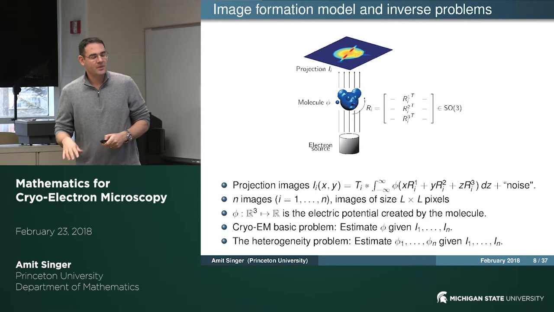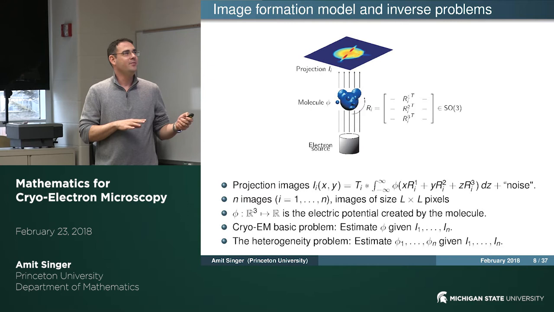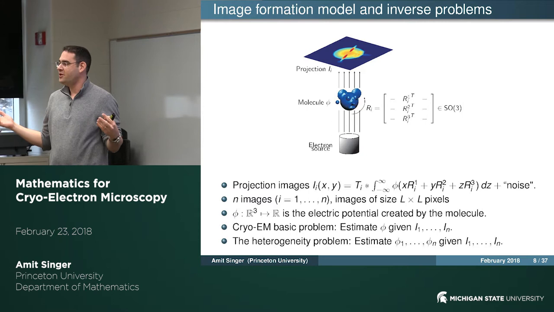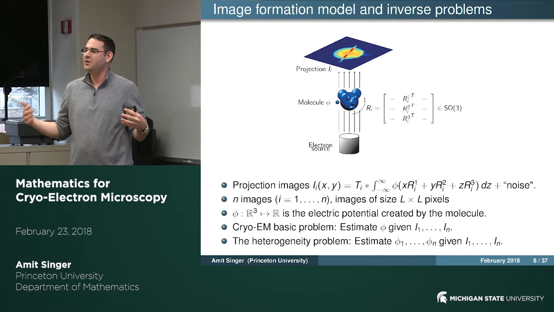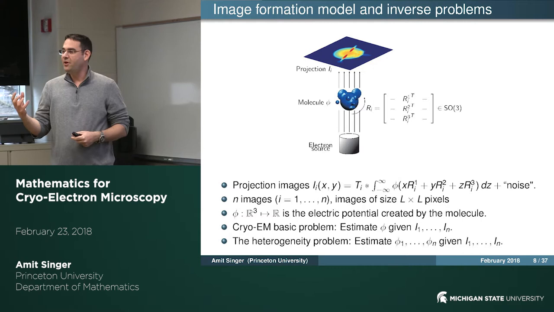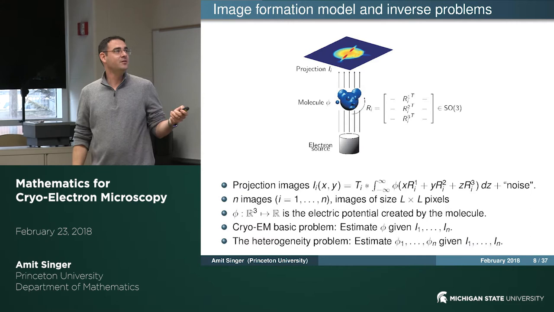So again, we obtain one image per particle. We may have thousands of such particles and corresponding images. So data sets can have 10,000, 100,000, even a million particles. The issue is that we do not know the orientation of each particle that generates each of the individual images.